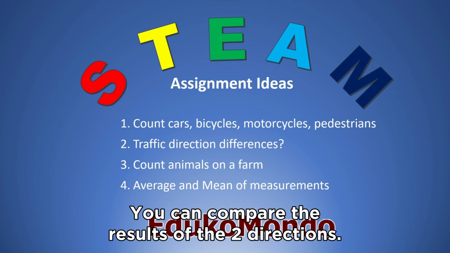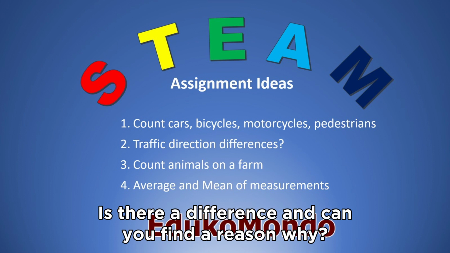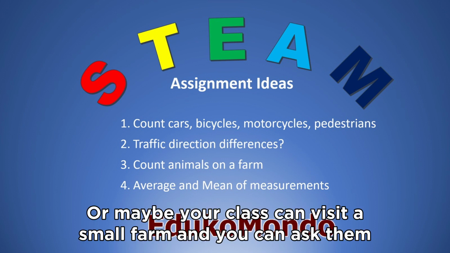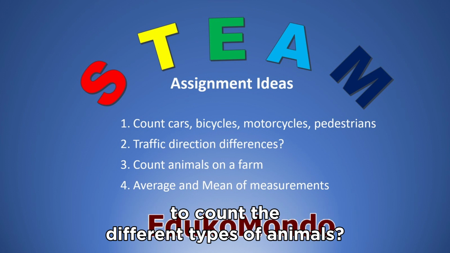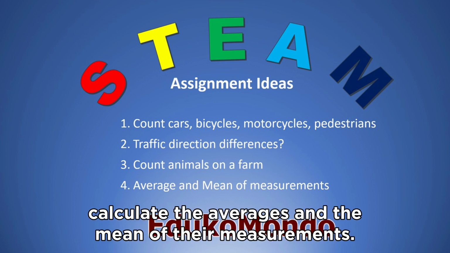You can compare the results of the two directions. Is there a difference, and can you find a reason why? Or maybe your class can visit a small farm and you can ask them to count the different types of animals. Compare the results of the different groups and let them calculate the averages and the mean of their measurements.